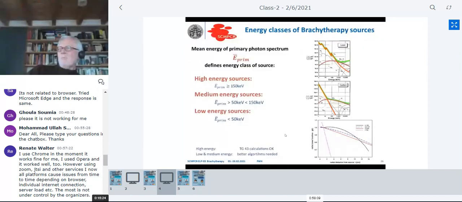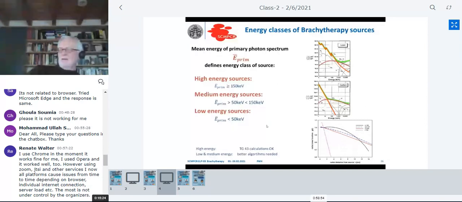Here again was the definition of the high energy sources, for which TG43 calculates correctly, where we have low energy dependence and low material dependence. Low energy sources are mainly dominated by the photoelectric absorption, and you have a high dependence on energy and on material. And medium energy sources like ytterbium, which I showed you yesterday, are a mix of Compton and photoelectric absorption, which changes with the distance from the source in water.